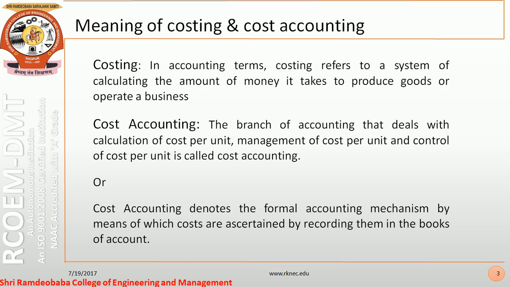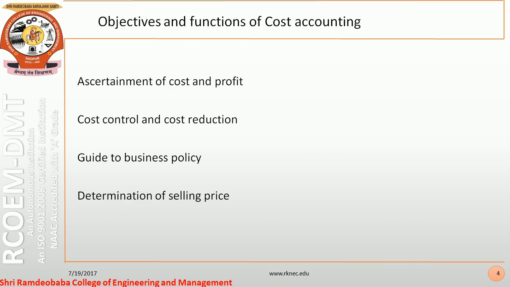Or in other words, cost accounting denotes the formal accounting mechanism by means of which costs are ascertained by recording them in the books of accounts. Simply put, the entire discipline which covers costing is cost accounting. Whatever you do in the process of finding out the cost of a product is covered under cost accounting. What are the objectives and functions of cost accounting?